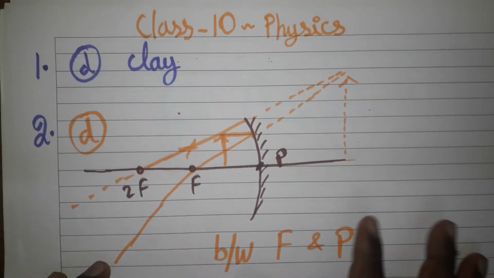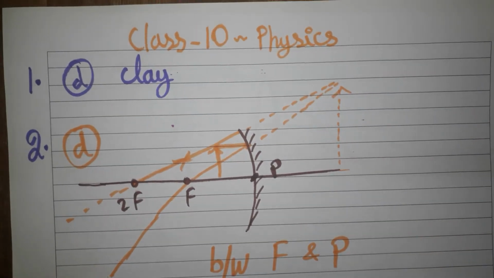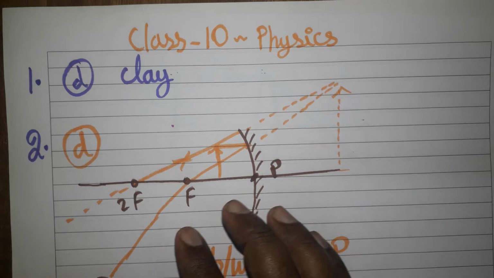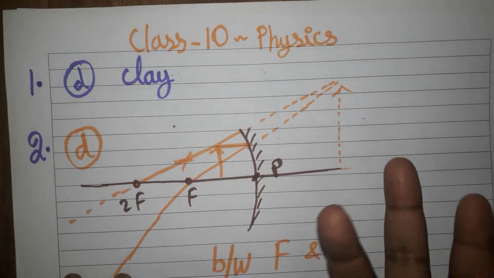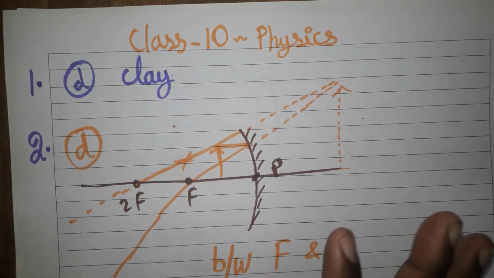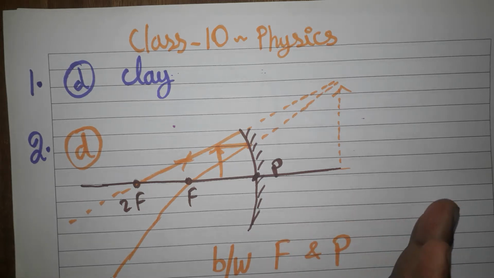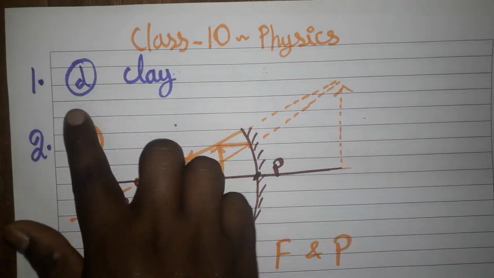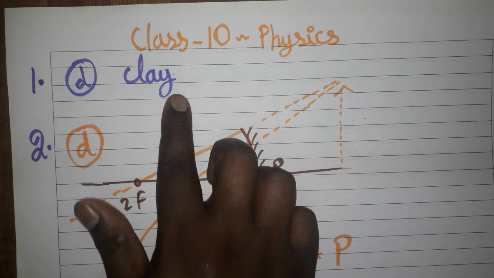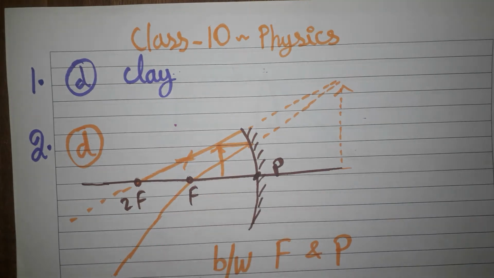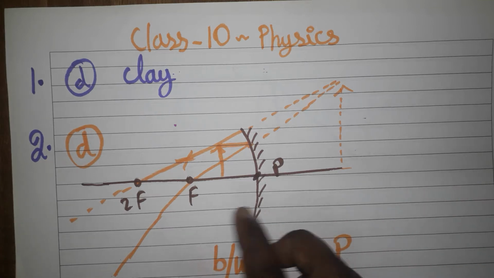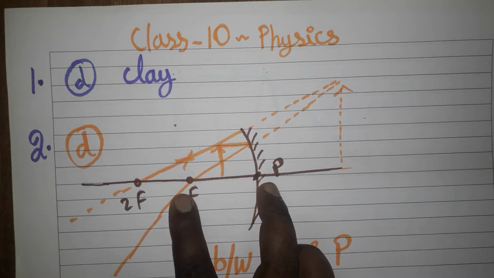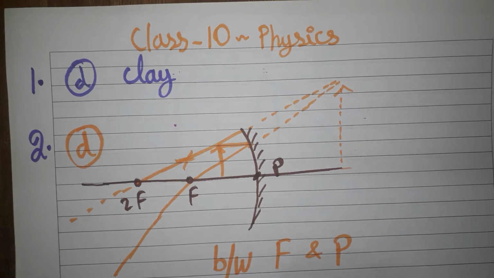It's for term 1. First one, the material which is used to make the lens. They have given many options, and we need the one which is not used in a lens. All transparent media can be used to make a lens except clay. Clay is an opaque object. The next one, where should the object be placed to get a virtual, erect, magnified image in a concave mirror? I should place the object in between F and P. Option D.